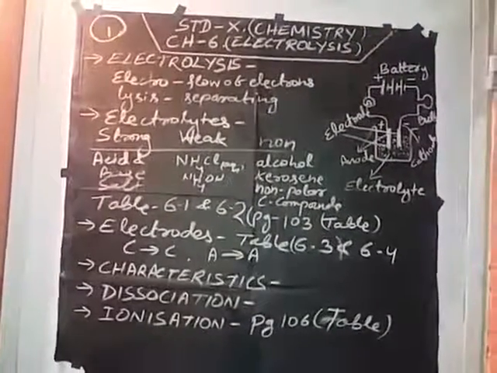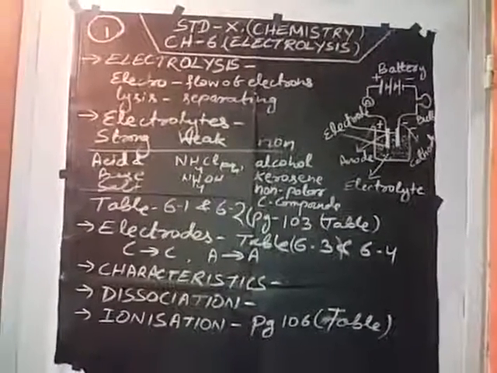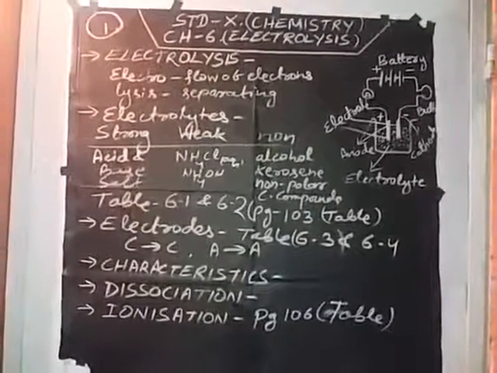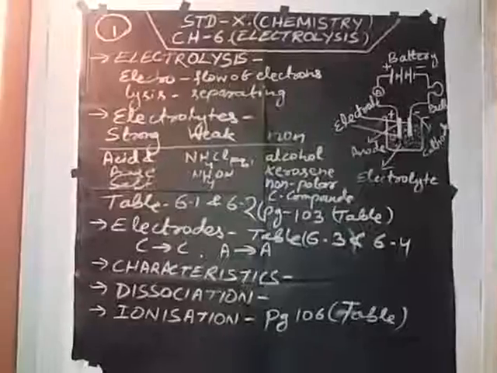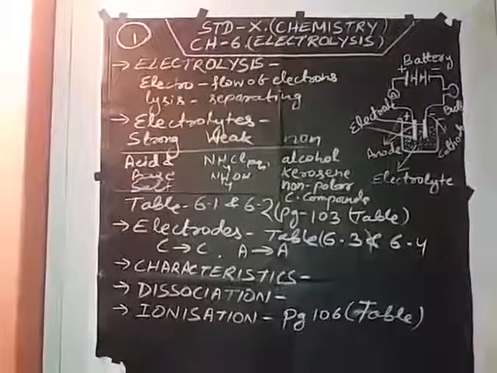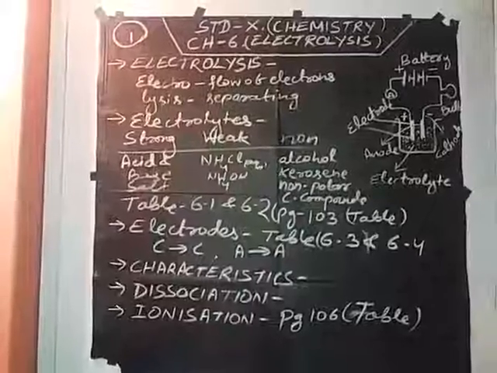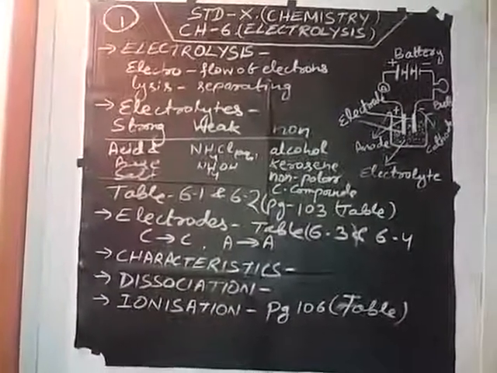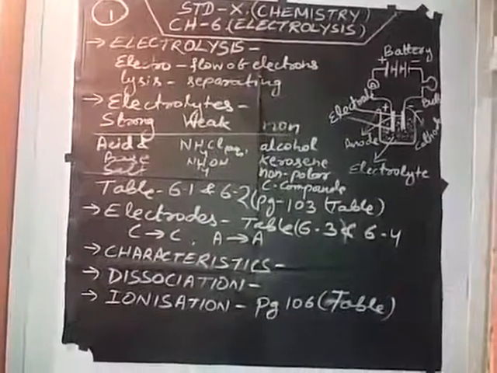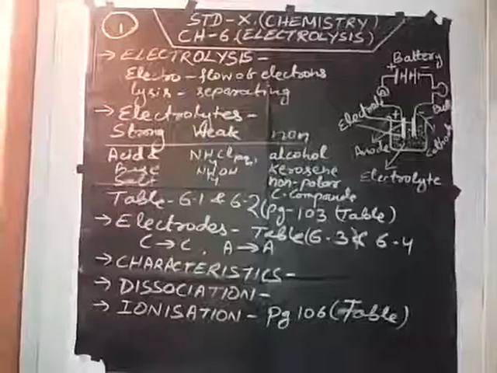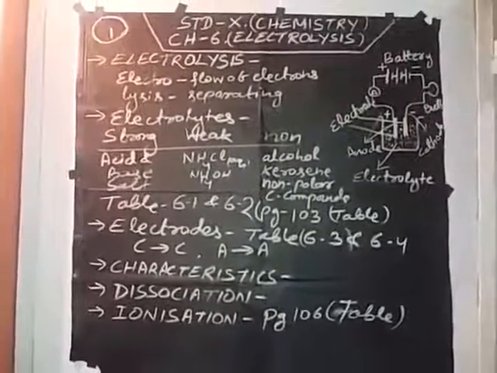Then some compounds do not conduct electric current at all, either in solid state or in aqueous state. They are called non-electrolytes. Sugar, alcohol, kerosene, these are non-electrolytes. So see table 6.1 and 6.2. In 6.1, differentiate between metal and their metallic salt solution.